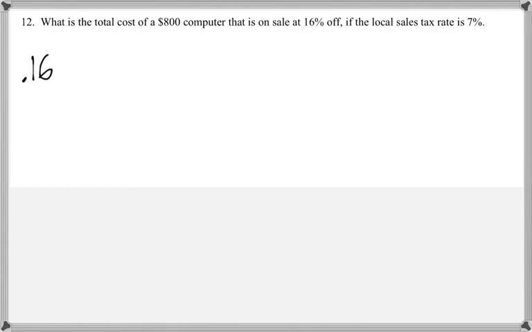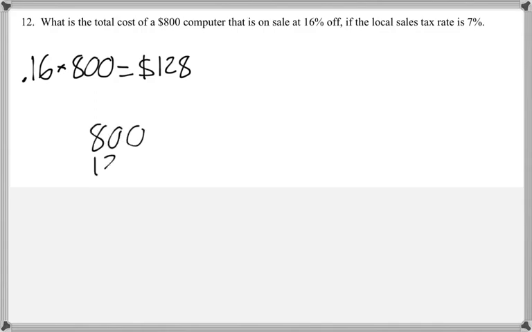So 0.16 times 800 will get you $128. So we can take $128 off of the original price. And that gets us $672. Now we need to calculate the tax.